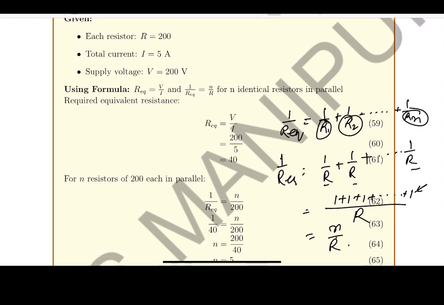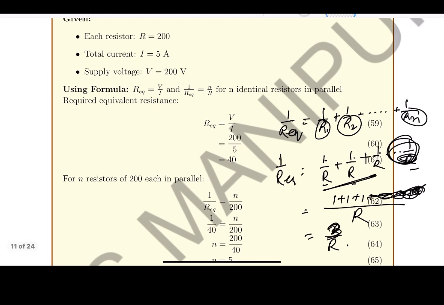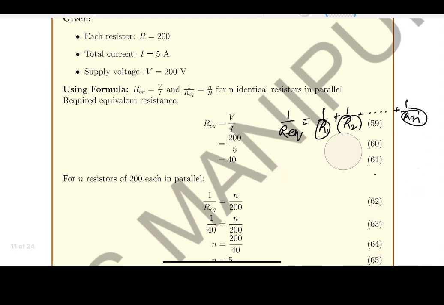Let's say we don't have n resistors, we have only 3. Only 3 are there. 1 by R, 1 by R, 1 by R, so 1 plus 1 plus 1 over R, that is 3 by R. Are you getting my point? If there are 3 resistors, it will be 3 by R. If there are 4 resistors, it will be 4 by R. And if there are n resistors, it will be n by R. This one is clear.